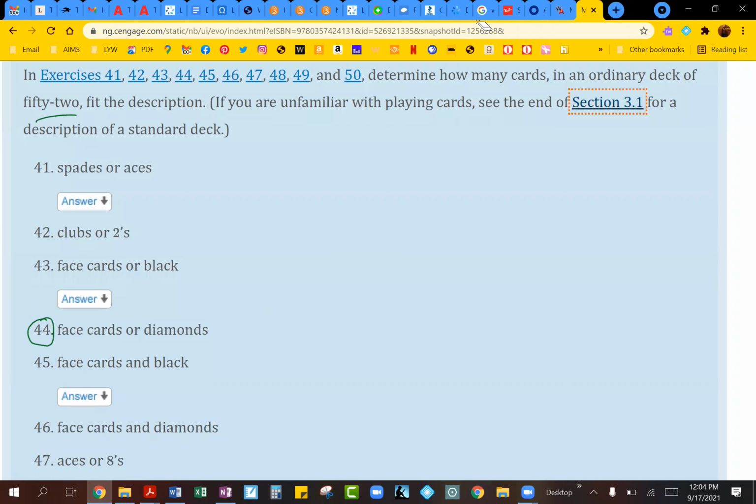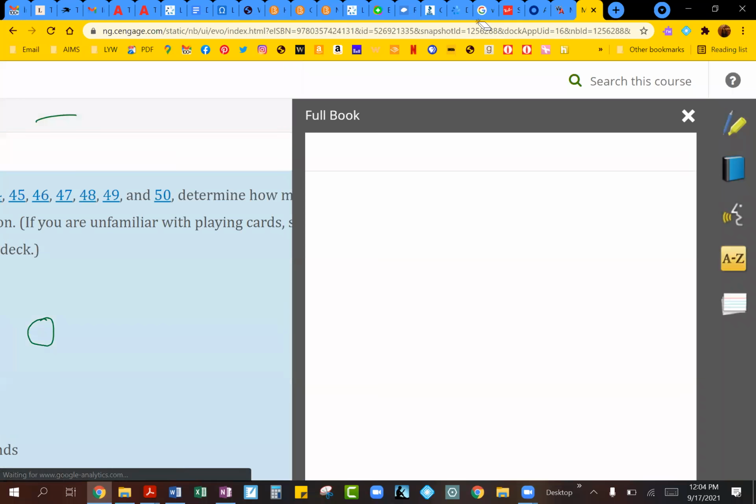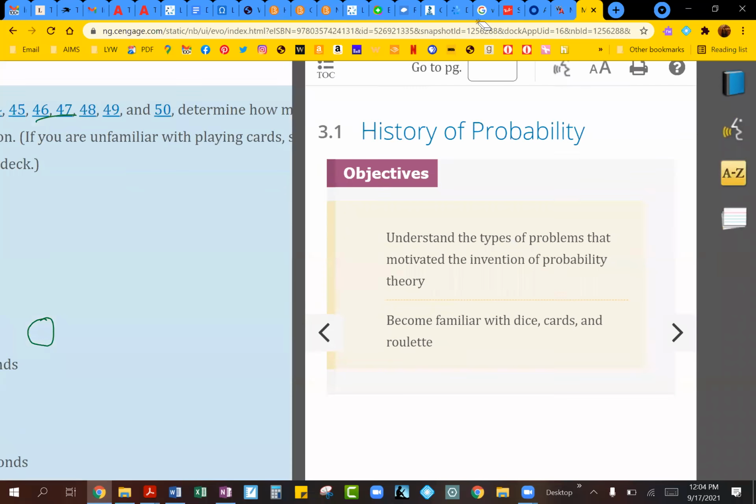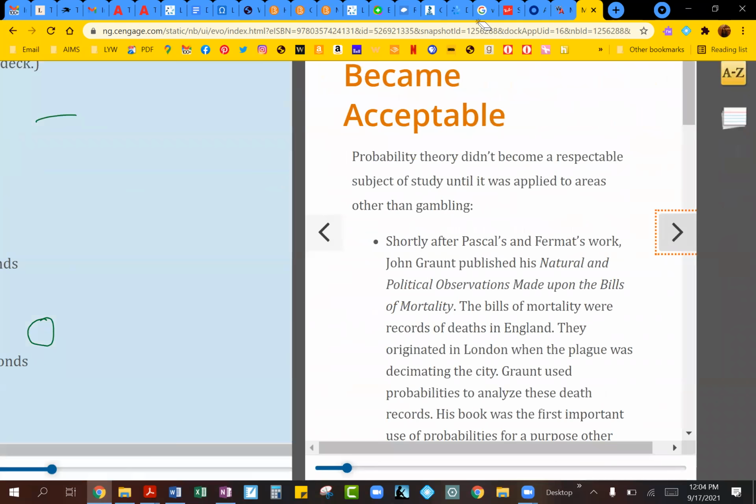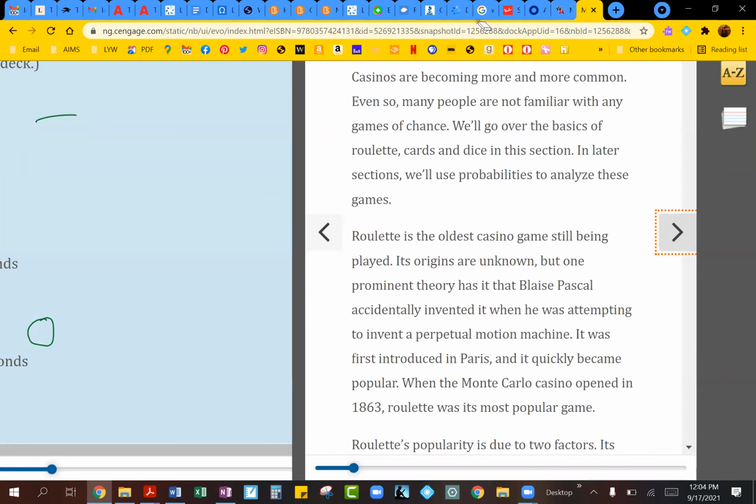So I wonder if this will open for us. I think it actually shows you an image. Come on, buddy.